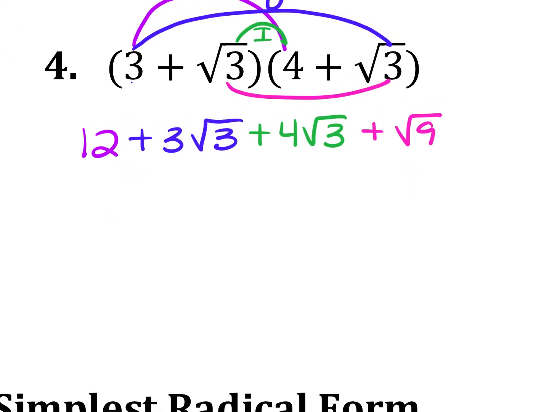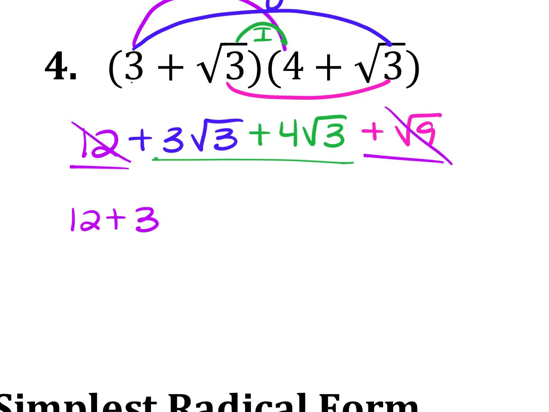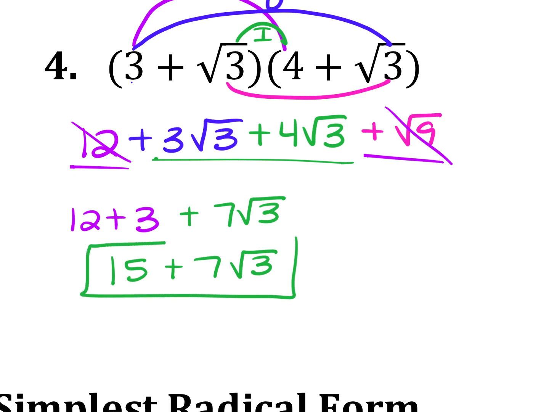I think sometimes people don't see it that way, so I'm just going to write it like this and then simplify. So this is 12 plus 3 for those two. And then you have 3 rad 3 plus 4 rad 3. What is that? 7 rad 3. So that's 15 plus 7 rad 3. You can't combine the 15 and the 7 because they're not like terms. You have a radical for one, but you don't for the other. Okay?